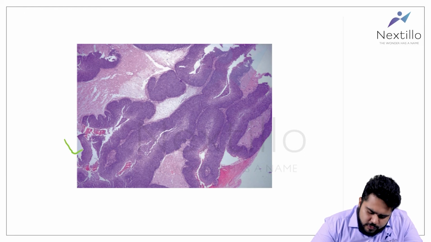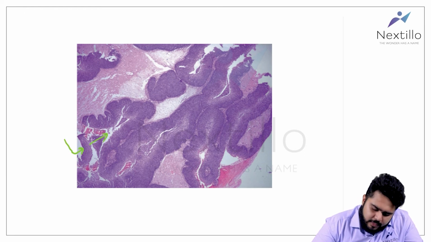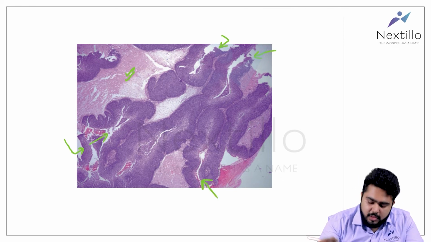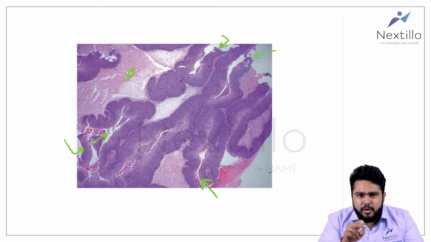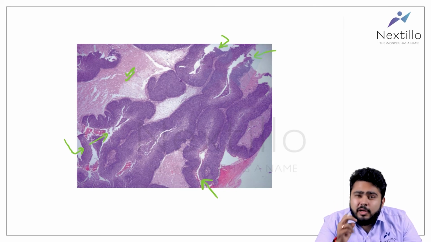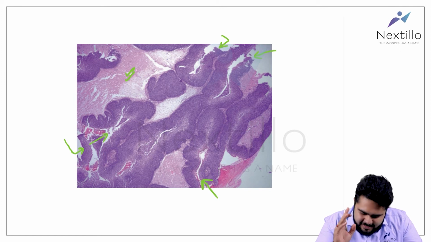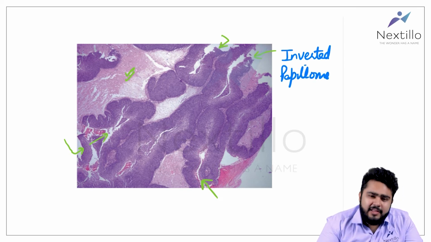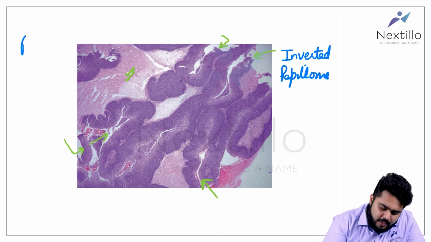You see, from outside, this thing is growing in. Like, this is the matrix. From outside, things are growing in. See, this is normal air. From outside, something is growing inside the stroma. So this is backward growth. Inverted growth. That's the hint. So this is inverted papilloma.